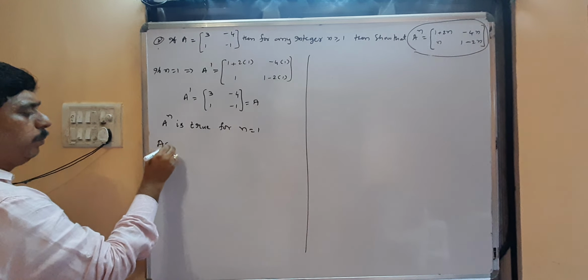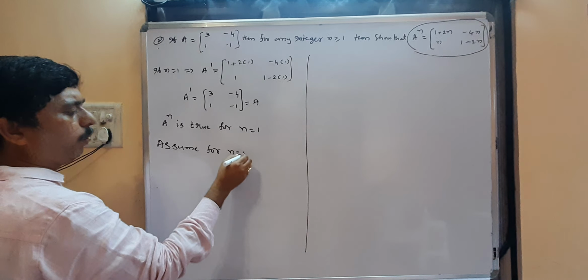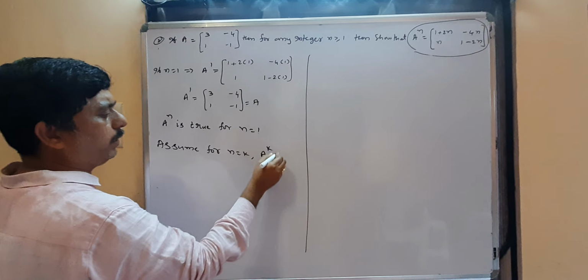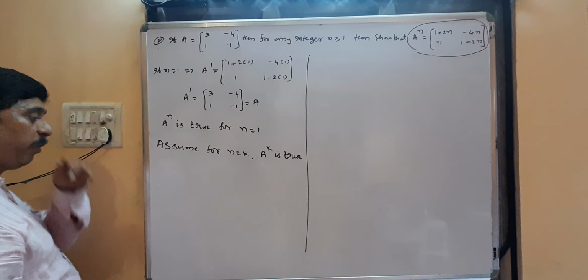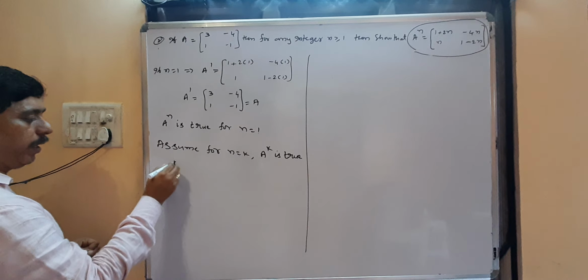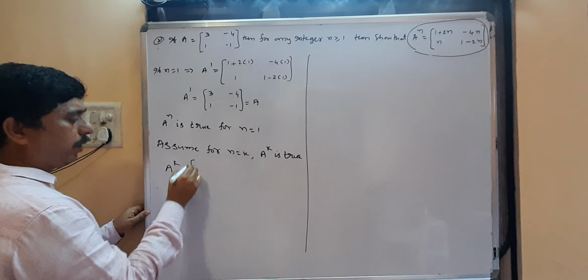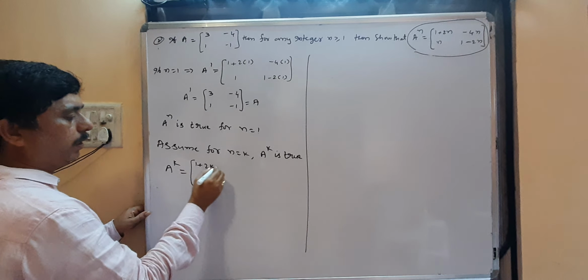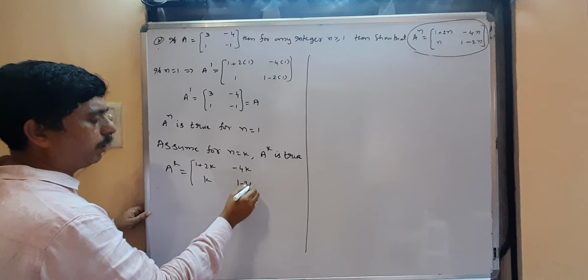Next you have to assume n equal to k, A power k is true. Assume for n equal to k, A power k is true. That is, in place of n you can take the k. So that becomes A power k equal to 1 plus 2k, minus 4k, k, 1 minus 2k.